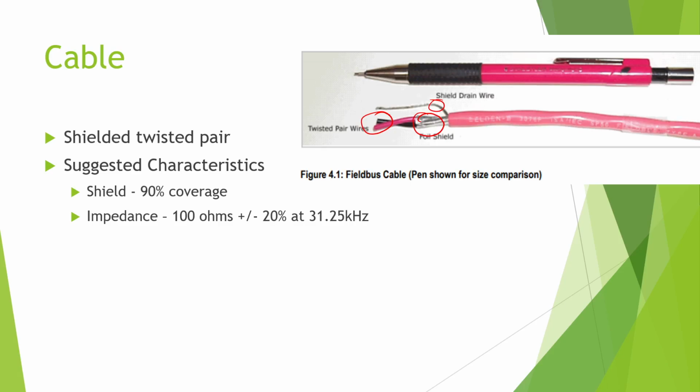All right. So cable, shield, twisted pair, suggested characteristics. That shielding should be 90% coverage. Whatever the length of the wire is, obviously right here is not covered. 90% coverage would be good. And the impedance we're looking for is 100 ohms plus or minus 20% at this specific frequency. Anyone know what I mean by any of that?